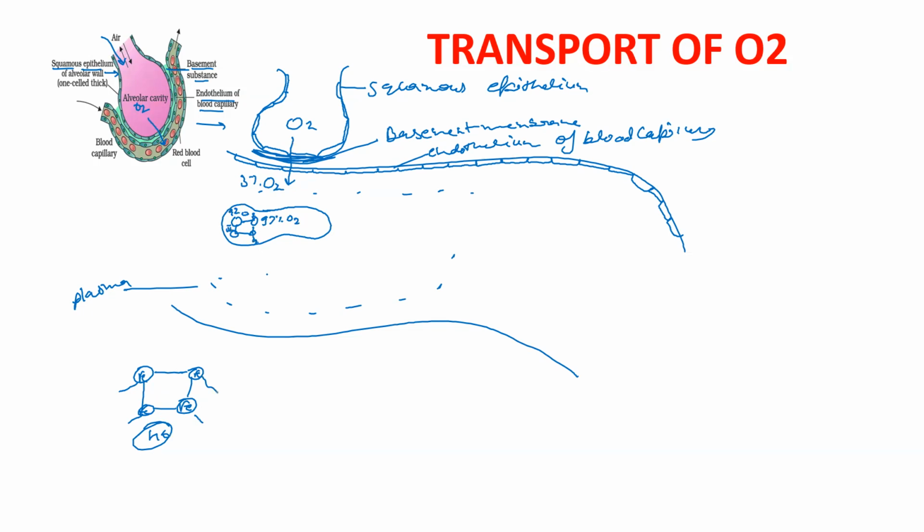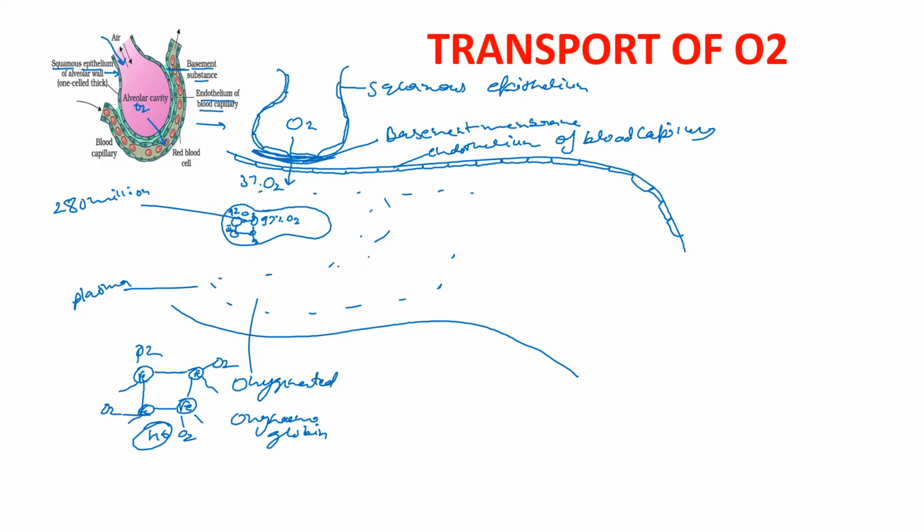Now the blood becomes oxygenated, and this hemoglobin which is attached with the oxygen is called oxyhemoglobin. How many hemoglobin molecules are present inside the RBC? 280 million hemoglobin are present inside the RBC. Now, this oxygenated blood will go to the heart and the heart pumps this to the tissues of the body.